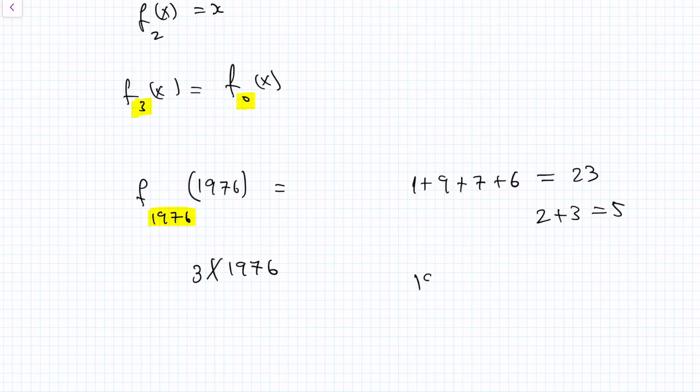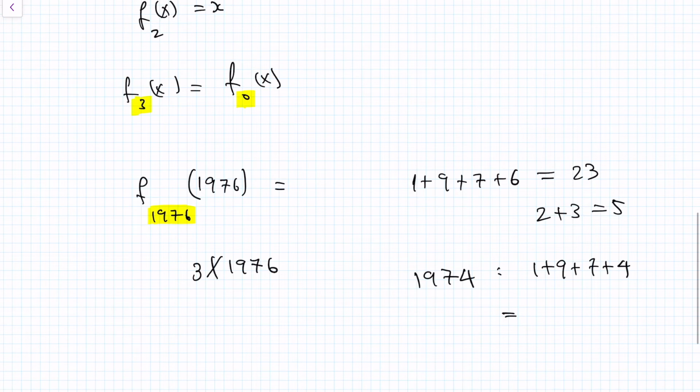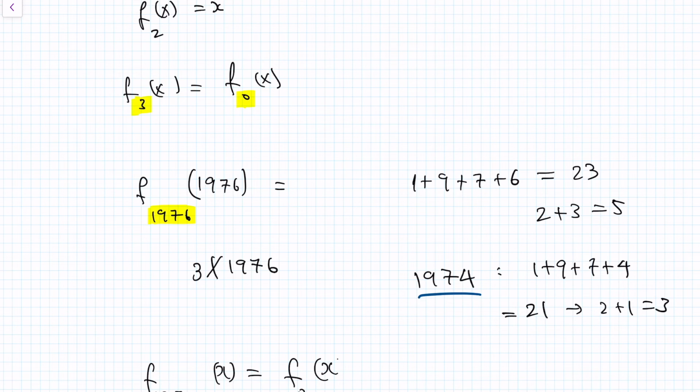But if we look at 1974, the sum of the digits is 1 plus 9 plus 7 plus 4, which gives us 21, which is 2 plus 1 equal to 3. So this number, 1974, is divisible by 3. That means we have f₁₉₇₄(x) is the same as f₀(x).